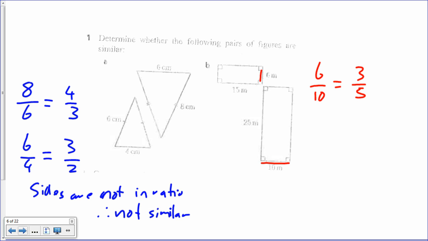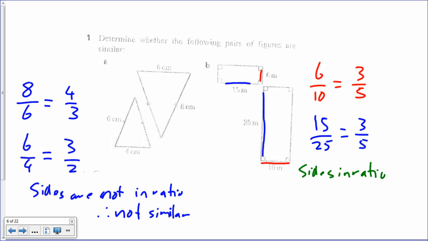And then I look at the second sides here. So I'm going to do this one over this one. So it's 15 over 25. Divide them both by 5. We get 3 over 5. Sides, unit ratio, therefore similar.